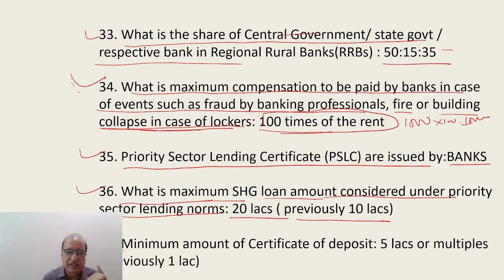Now question number 37. Minimum amount of certificate of deposit. This is 5 lakh or multiples of 5 lakh. Previously it was 1 lakh. So it is now the same as commercial paper.